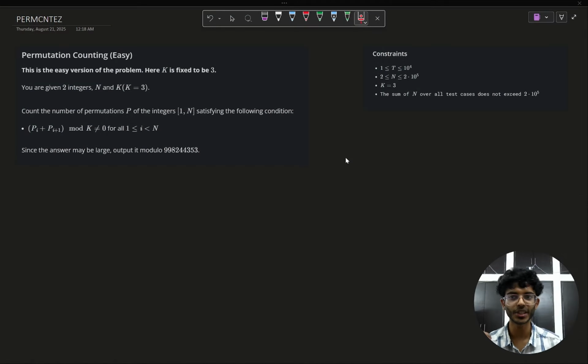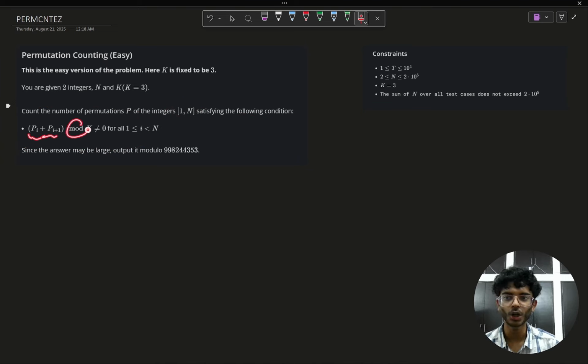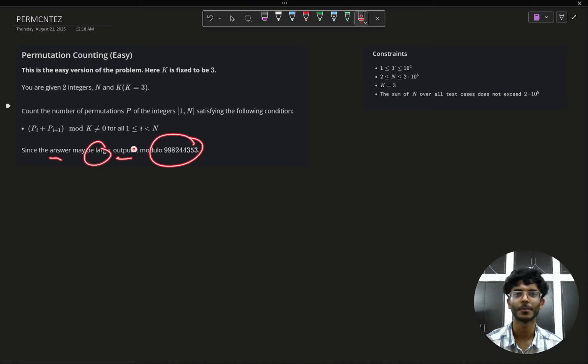So today's question is permutation counting. In this question, we're given two integers n and k, and for this version of the problem, k is a constant which is equal to 3. Now, all we need to do is count the number of permutations p of integers 1 to n, which satisfies the following condition: (p_i + p_{i+1}) modulo k is not equal to 0 for all the possible values of i. And since the answer may be very, very large, we need to output it modulo this number.